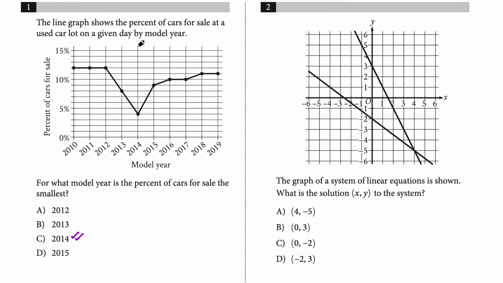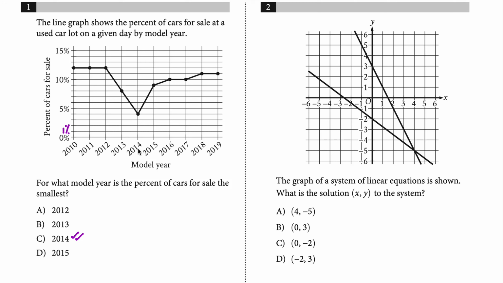Let's read question number 1. The line graph shows the percent of cars for sale at a used car lot on a given day by model year. Okay, so the x-axis is for years from 2010 to 2019 data is given to us, and y-axis is a percent of cars for sale. And let's rate it 1, 2, 3, 4, 5. That means each line is representing 1%. Okay, great. For what model year is the percent of cars for sale is the smallest?